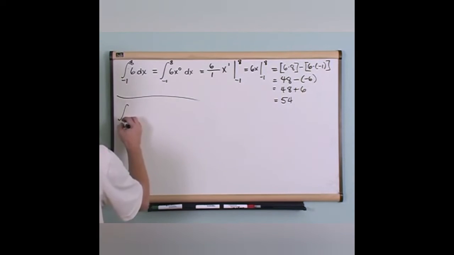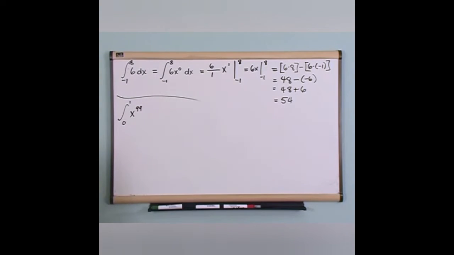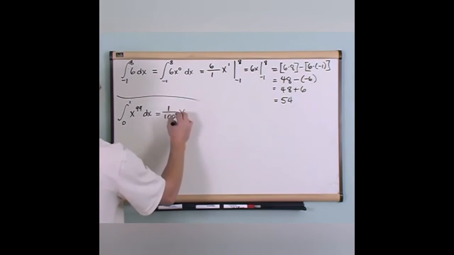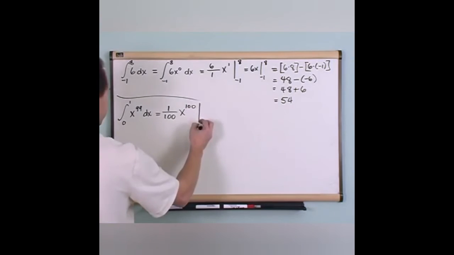Let's watch another problem. The integral from 0 to 1 of x to the 99th power dx is equal to, we already know how to integrate this. It's 1 over 99 plus 1, which is 100, times x to the 99 plus 1, which is 100th power. This is just a formula we've used, evaluated from 0 to 1.